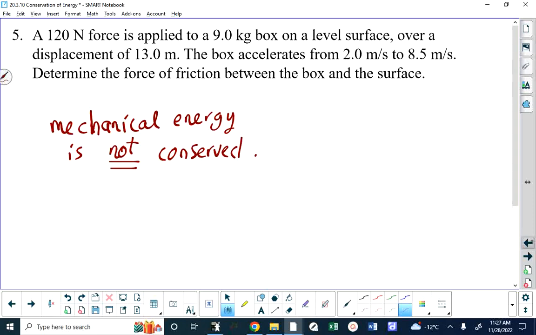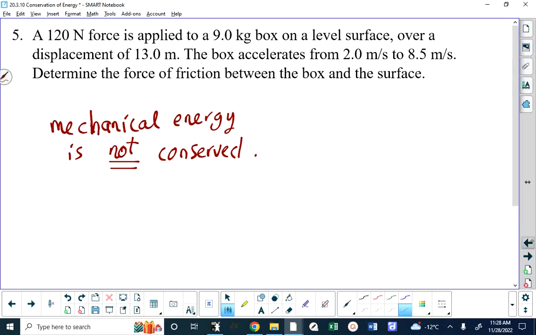Why not? Nate? That's not good enough to say because it's accelerating, because a pendulum accelerates, but mechanical energy is conserved. Jay? Friction acts. There's a force of friction, and I'm glad you said force, not just there's friction.